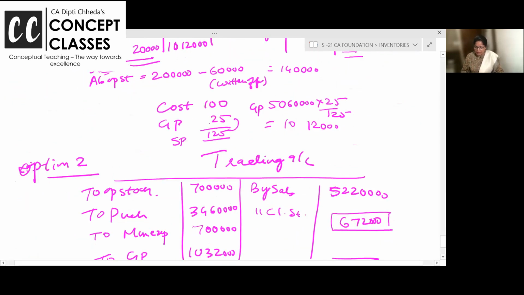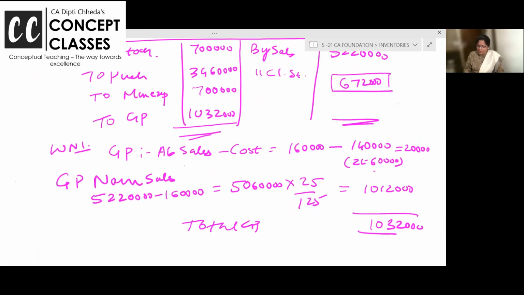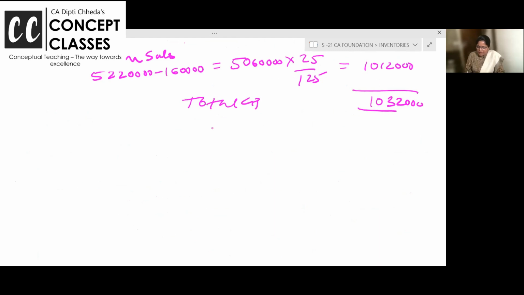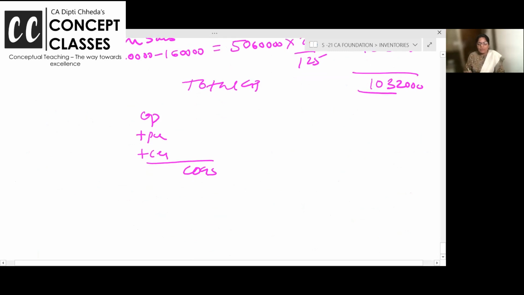Make a trading account and do it like this, and vertically it is still more easy. Write down opening stock plus purchase plus expenses, you get COGS. Right or not? Opening stock plus purchase plus manufacturing expenses, this is the COGS. And whatever you have sold minus the GP, that will also give you COGS. So vertically also you can get the closing inventory.